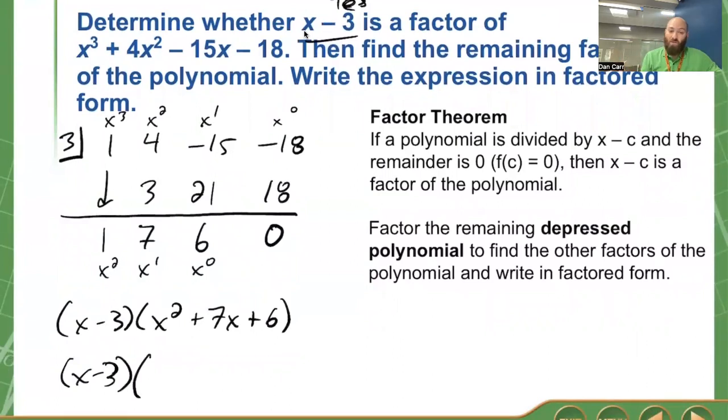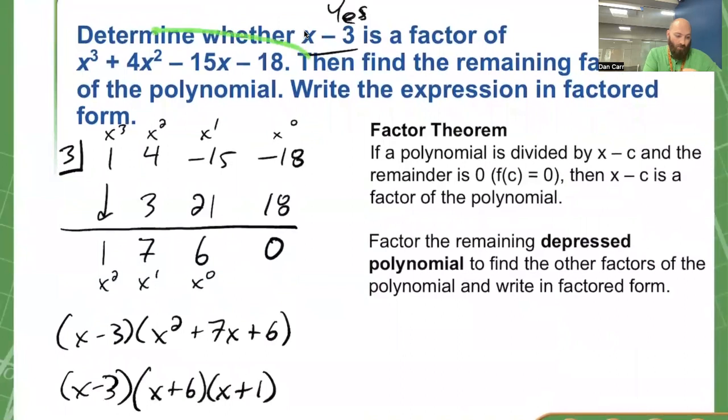So I'm looking for numbers that multiply to 6 and add to 7. I get plus 6 and plus 1. So that is my fully factored form of this right here. This is going to be the equivalent of this one. Okay, so that's our two main parts of today.